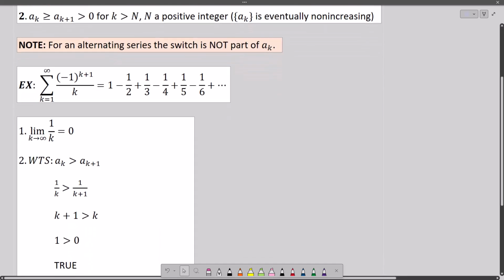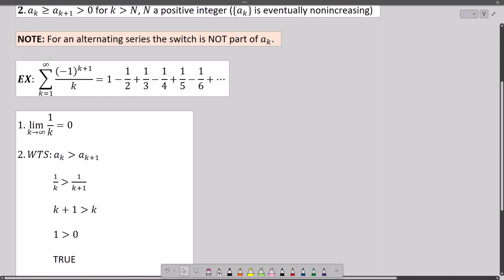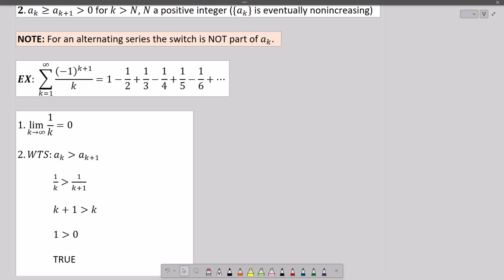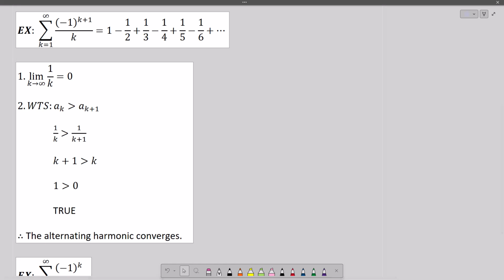That's it. So the theorem, when applied to the alternating harmonic, the a sub k is 1 over k. It's not the switch. So a sub k is everything but the switch, so it's just 1 over k. That limit's 0. And now all we have to show is that the terms, ignoring the switch, are decreasing to 0. So we want to show that the terms are getting smaller. We put in our a sub k plus 1, we just add 1 to the k. Cross multiply. That's true. Therefore, the alternating harmonic series converges via the alternating series test.